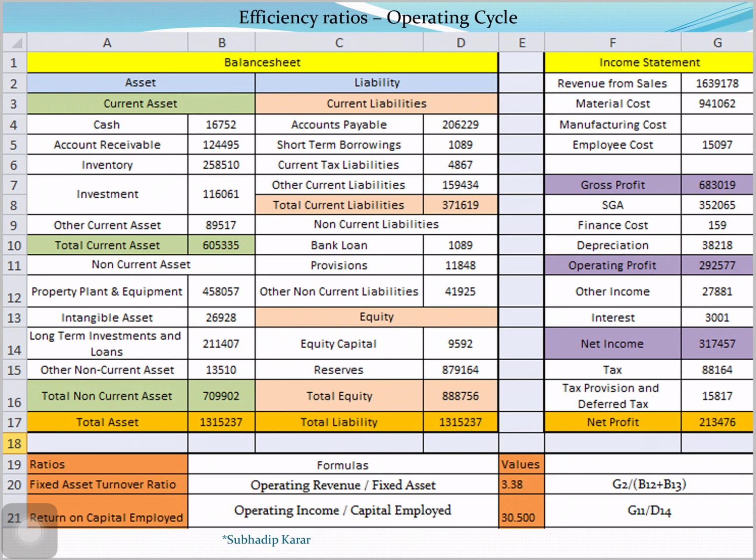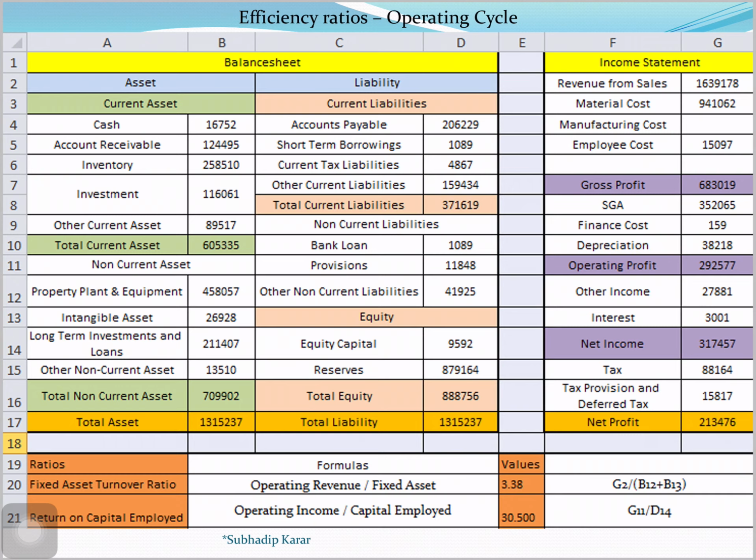Return on capital employed. This is one of the most interesting ratios. This is the financial ratio that measures the company's profitability and the efficiency with which its capital is used. In other words, this ratio measures how well a company is generating profit from its capital. It is derived from the operating income over the capital employed.